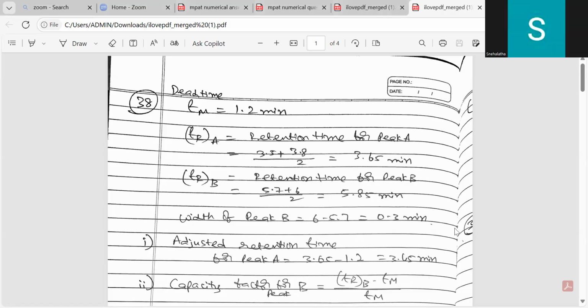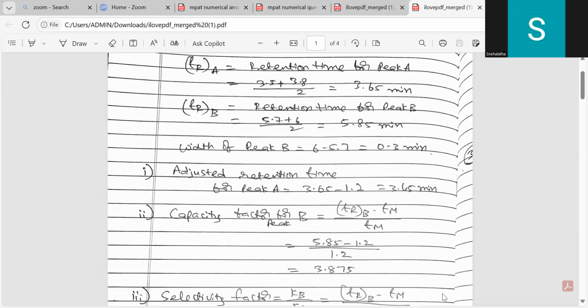Hello students, in this video I will discuss numericals in chromatography. So you need to remember some formulas to solve the numericals for M.Pharmacy Modern Pharmaceutical Analytical Techniques. The first formula is capacity factor.